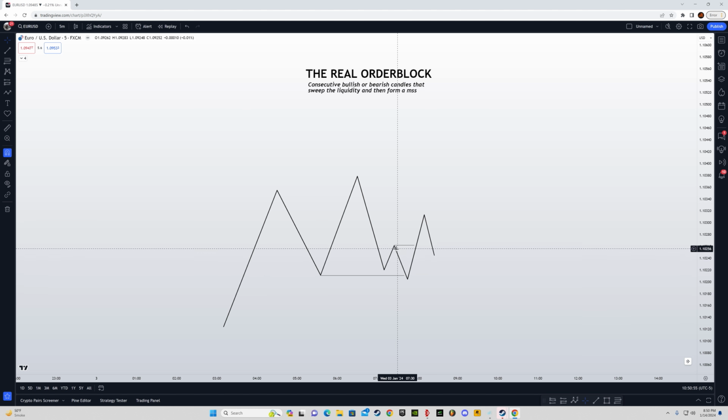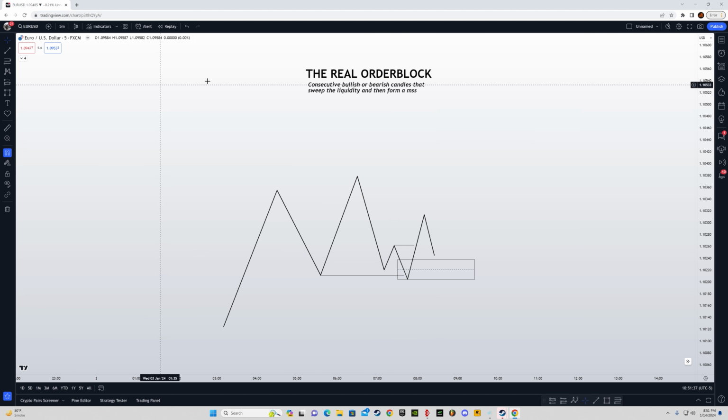Now inside this move right here, you have to look for consecutive bearish candles. Consecutive bearish candles that sweep liquidity, and afterwards we get a market structure shift. Now once we have a sweep on the liquidity, we are simply waiting for a market structure shift, and we're looking to identify consecutive bearish candles here. So let's assume that the move from here to here was consecutive bearish candles. Now this is literally your auto block.